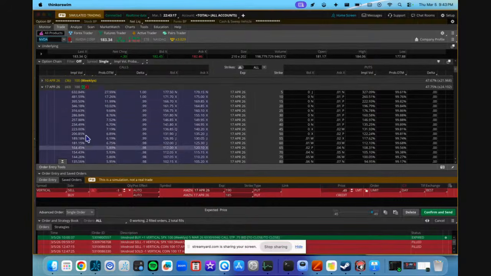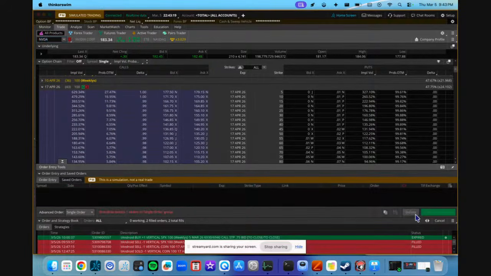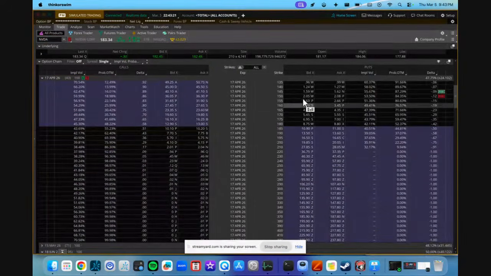I actually did do a position on this recently. Yeah, I sold the 150, bought the 145 put credit spread. So somewhere around the 150 seems reasonable. You could go 155 as well. That's at the expected move. Let's do a few more. Apple.